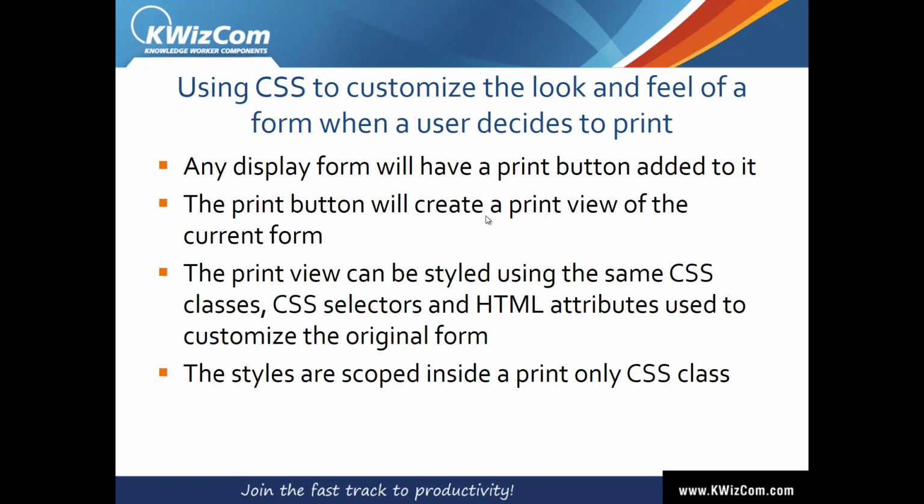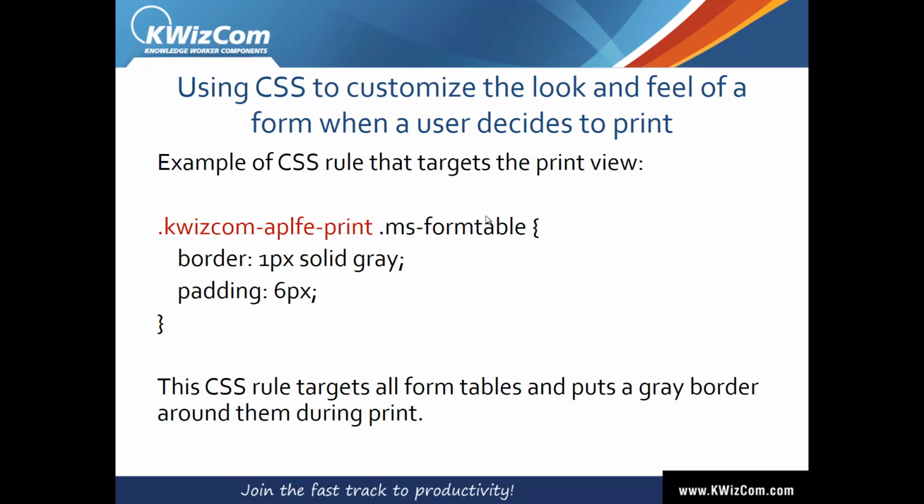Now, the print view can be styled the same way the edit form, the new form, the display form, and the view forms are styled. You use the same CSS selectors and the HTML attributes, but you scope them using a print-only CSS class. And what does that look like? Let's take a look. So here's an example of a CSS rule that is scoped to the print view that targets all form tables. And what this is saying is, when you print, I want you to put a border around the form table. I want it to be solid gray, and I want it to have additional padding.